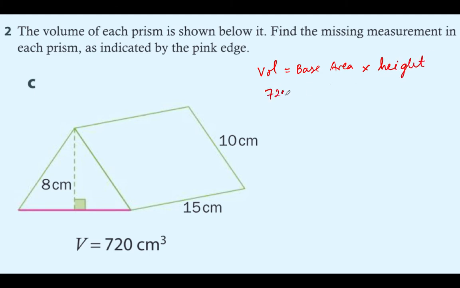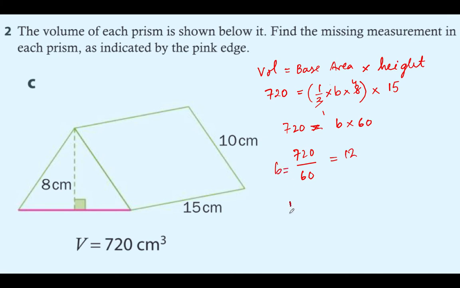So volume is 720. Base area is half into base, we do not know, so I am using the variable b for it, and the height of triangle is 8 and height of prism is 15. So when you simplify 2 and 8 it becomes 4, and 4 times 15 is 60, and when you divide 720 by 60 you get 12. So the base of the triangle is 12 centimeters.